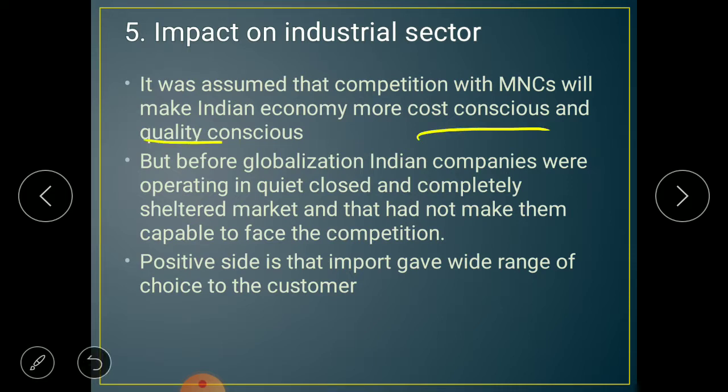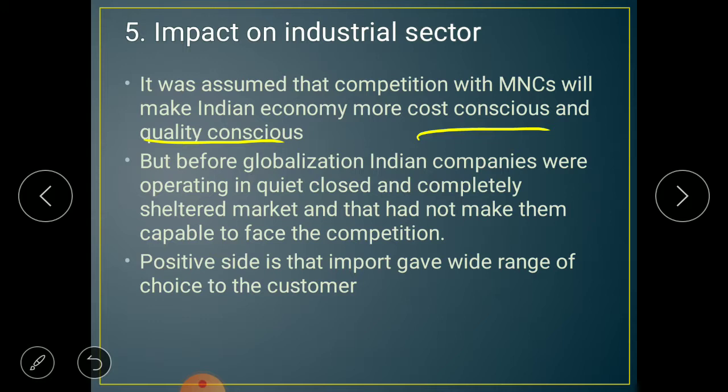and quality conscious. What is cost conscious? You know that before 1991, I have discussed the case study of Bajaj with you, that Bajaj was producing automobiles at a higher price. Why? Because they were not worrying about the cost. If wastage is happening, let it happen. At whatever price they were able to sell in the Indian market, they were not conscious about cost. They were producing items at a higher cost and selling at a higher price. And what MNCs are doing, they are producing at the least cost and selling at the least price.